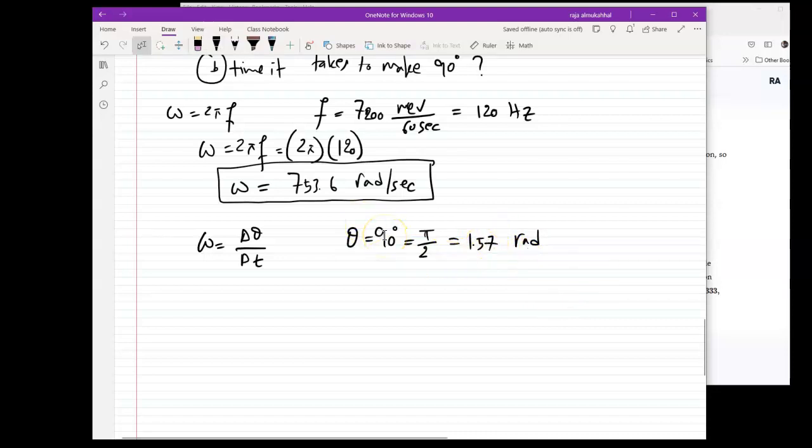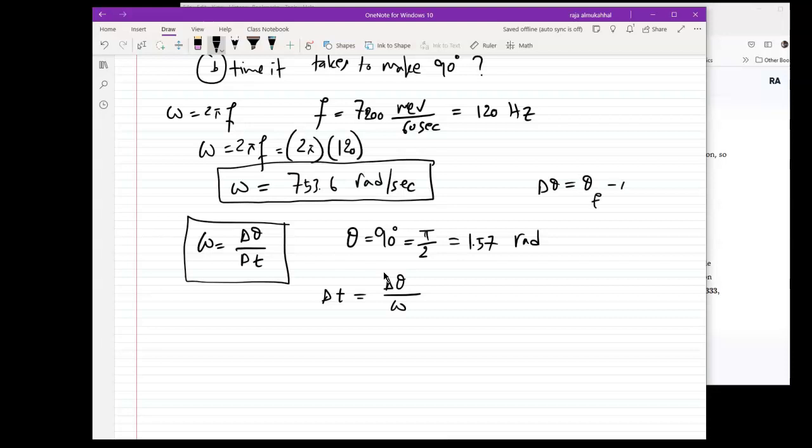Got it? So he's asking for how long, the time it takes. See that? So I am going to come to this formula and solve for t. So delta t is equal to delta theta over omega. And I have already calculated omega right here, and delta theta is this one right here, 1.57. Remember, delta theta means theta final minus theta initial. Initial theta is 0, so that's just theta final minus 0, and that will be just theta, which is this one right here.